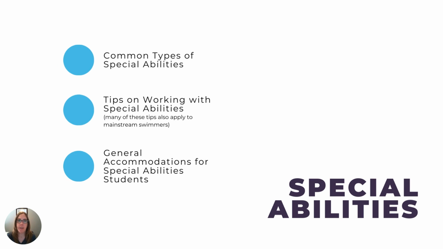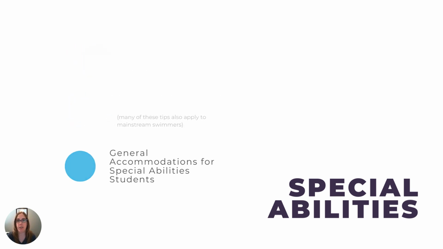Special abilities covers common types of special abilities, as well as tips on working with special abilities. The interesting thing here is that many of these tips also apply to mainstream swimmers, or you may have a student in your class and not be aware that they have special abilities. So this section is very important to help new swim instructors prepare for that. It also includes general accommodations for special ability students.